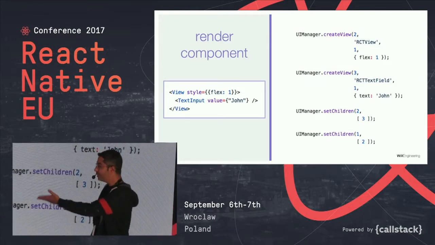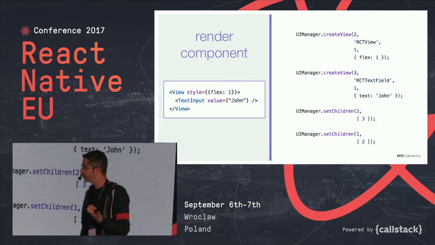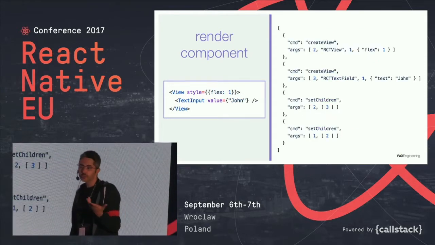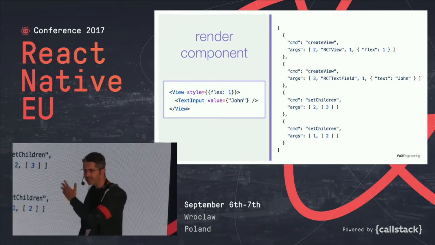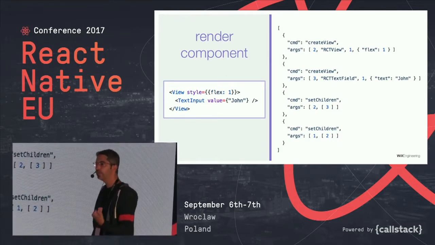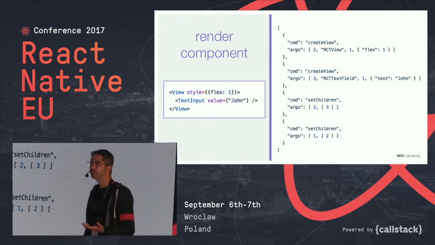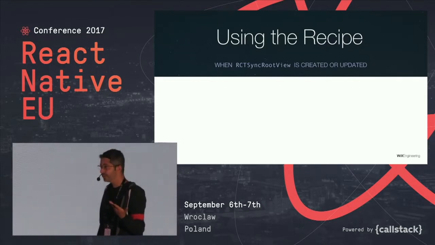Okay, so what would we turn this recipe of the UI Manager commands that we had to do? We would change it into some sort of JSON. We would have an array of commands and the names. This is very similar to what is sent over the bridge, actually, but we're just doing it ourselves. And this is now our recipe. And we could serialize this and send it over the bridge on initialization and store it in the native sync registry.